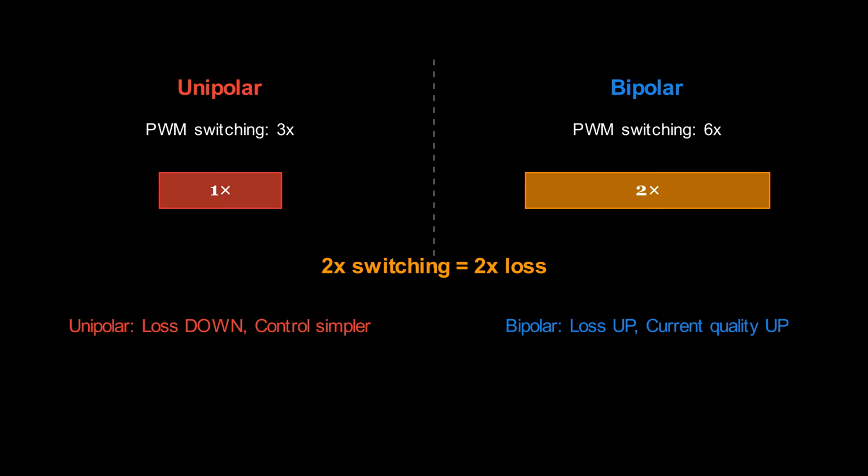In unipolar mode, only one switch is modulated, resulting in lower switching loss. Bipolar control, however, switches two paths at a high frequency, leading to nearly double the switching loss compared to the unipolar method. This is why high-power systems often adopt unipolar control to minimize heat generation and improve efficiency.